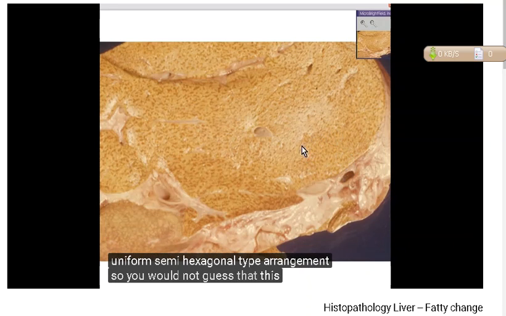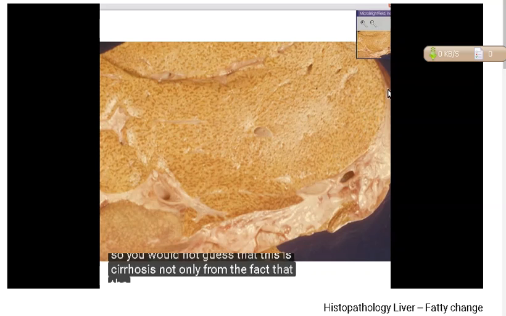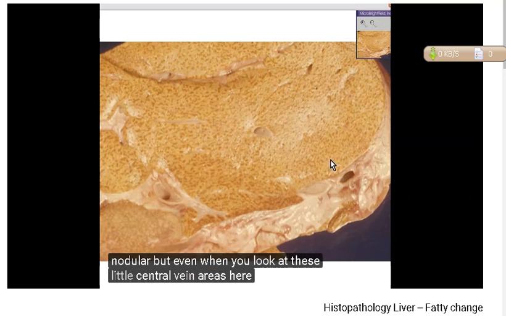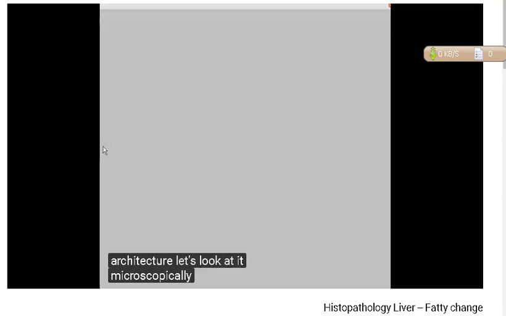So you would not guess that this is cirrhosis, not only from the fact that the capsule was smooth rather than nodular, but even when you look at these little central vein areas, this is still kind of a normal hexagonal portal architecture. Let's look at it microscopically.